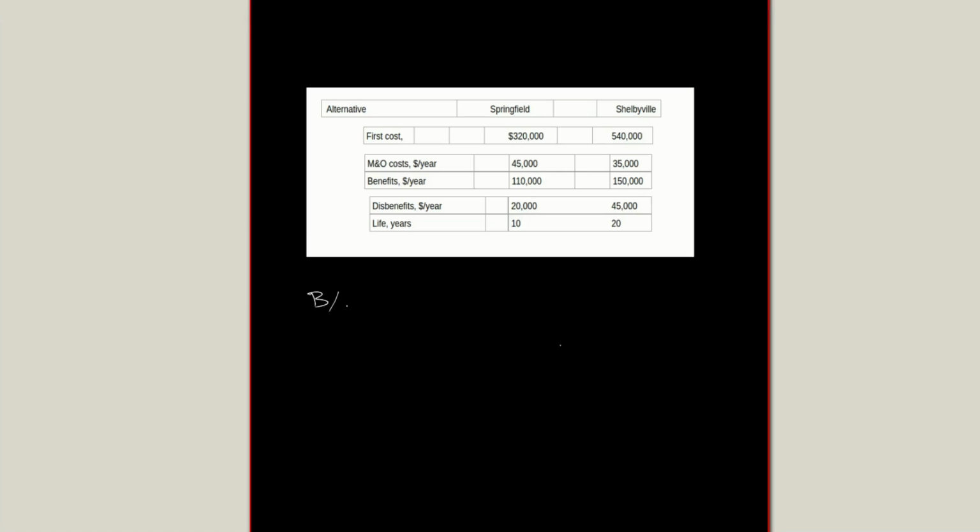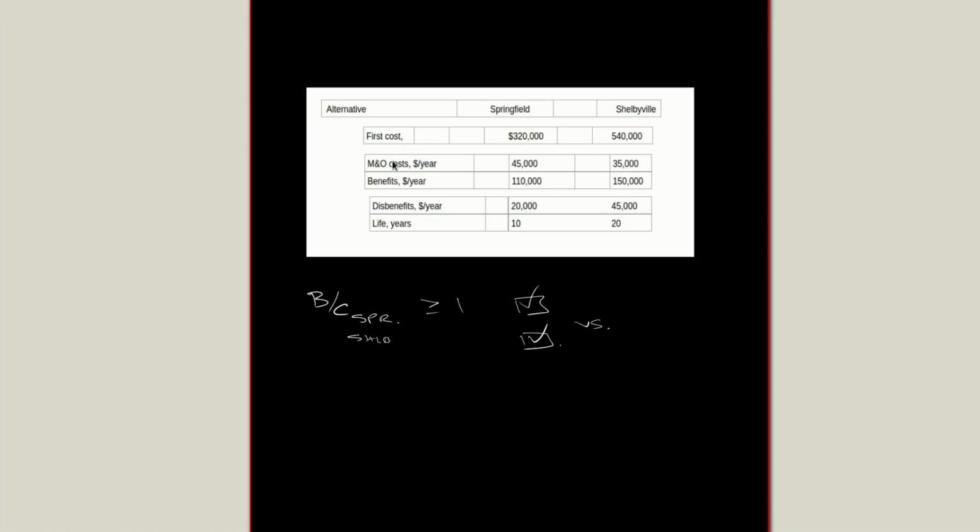Well, we're going to look for the BC for Springfield, right? And if that is greater than or equal to 1, then it remains as an option. Then we're going to do that same thing for Shelbyville, and if that's greater than or equal to 1, then it's an option also. If they're both greater than 1, they're both viable, then we have to pit one against the other. Now, this is the first cost, meaning present worth.